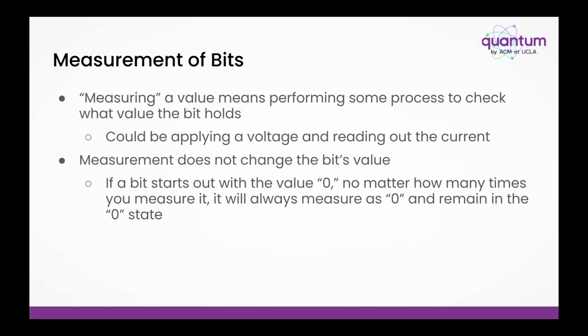One important thing about measuring classical bits is that the act of measuring a bit does not change the bit's value. For example, if a bit starts out with the value 0, you can measure it anywhere between 1 and an infinite number of times, and each time you measure it, it'll always measure 0 and be in the 0 state, as long as you do not do something to directly change the value to 1, like applying a NOT gate.